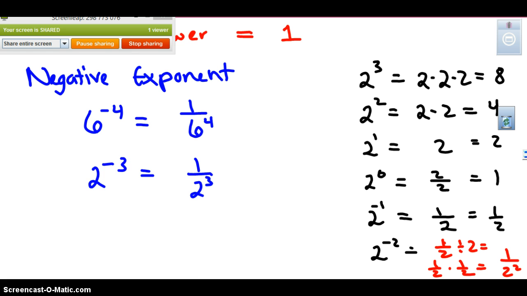Now, the easiest way to remember this is that if you have a negative exponent, to make a negative exponent positive, you have to put it in the denominator. So that would mean if you have 4 to the negative 4th power, how would you write this? 1 over 4 to the 4th, right?